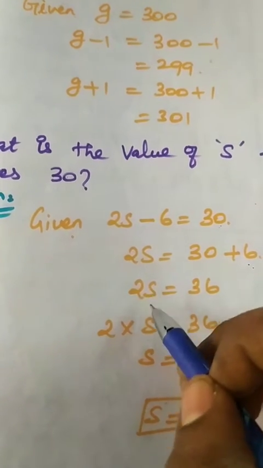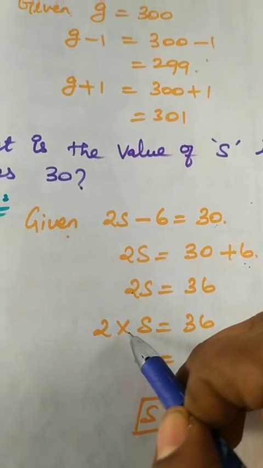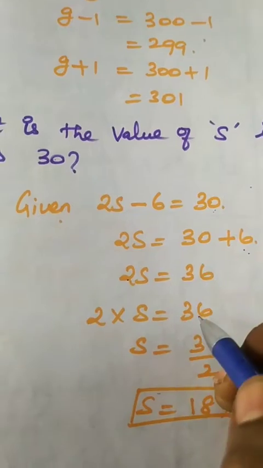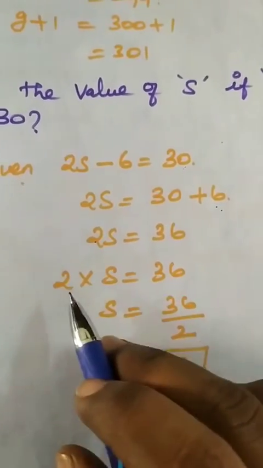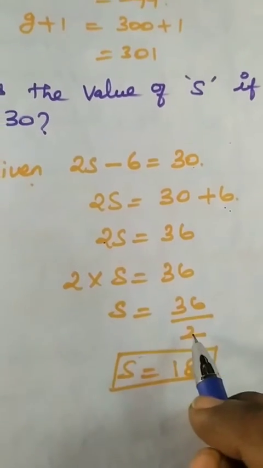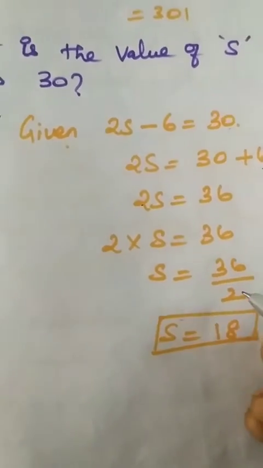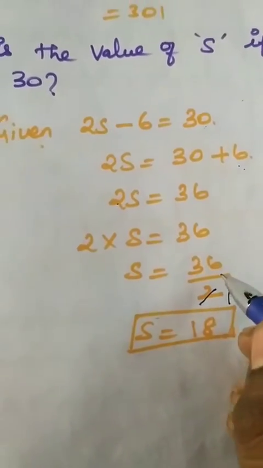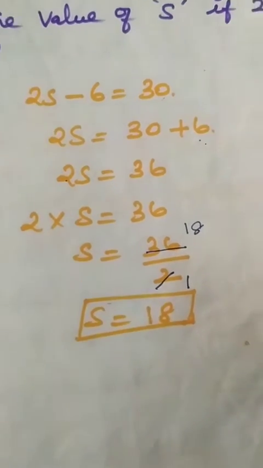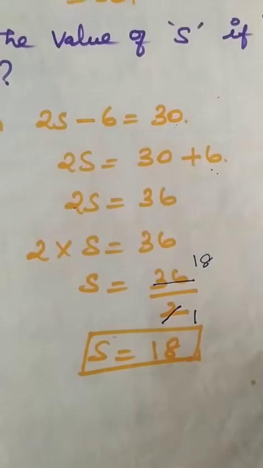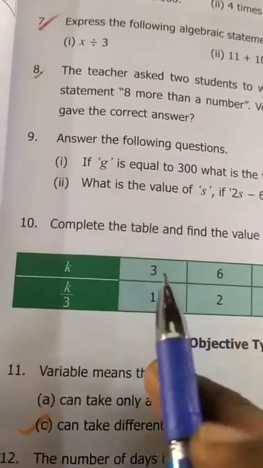Yes, we need only s. So the 2 is placed here in multiplication. 2 into s equal to 36. Therefore, yes, we need s. The 2 will go to the opposite side. The multiplication changes into division. So 36 divided by 2. Finally we get the answer. Divide the number. 1 2 is 2. Balance 1. 8 2s are 16. Okay, so therefore s equal to 18. Can you understand this? Okay, now go to question number 10.